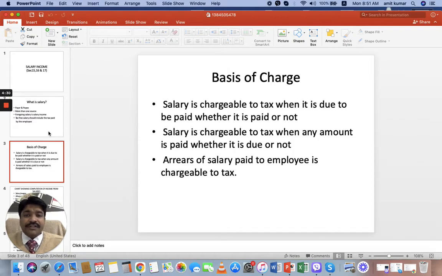Basis of charge. Salary is chargeable to tax when it is due to be paid, whether it is paid or not. Salary is chargeable to tax when any amount is paid, whether it is due or not. Arrear of salary to the employee is chargeable to tax.